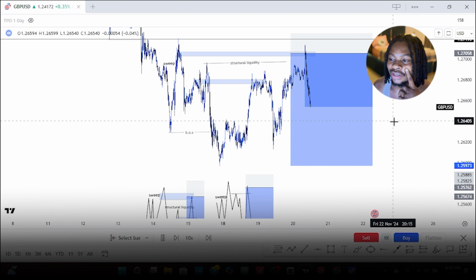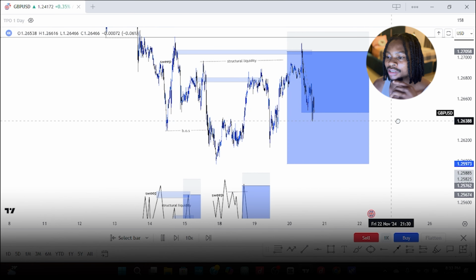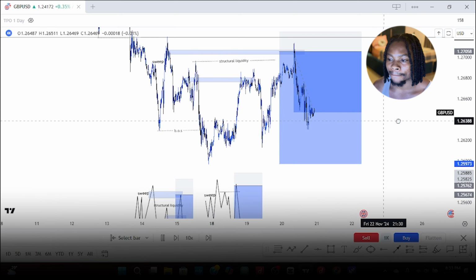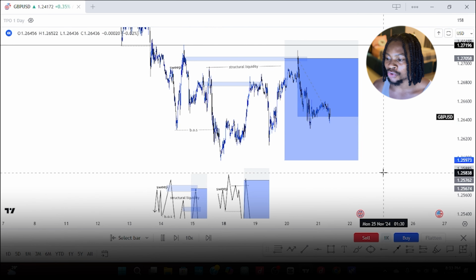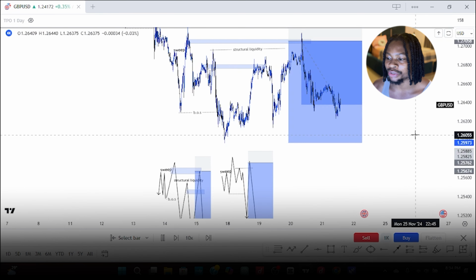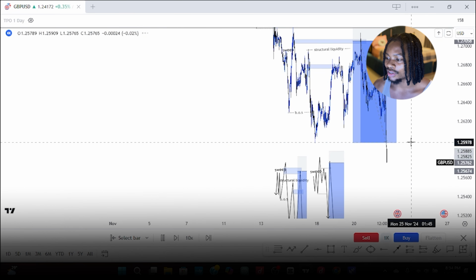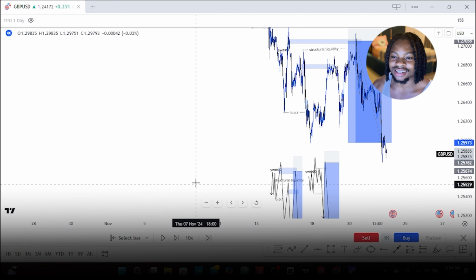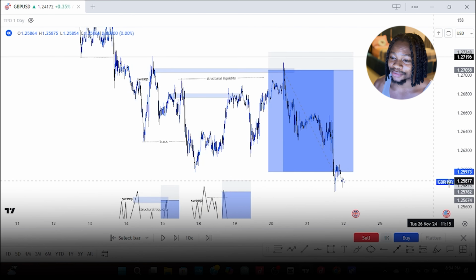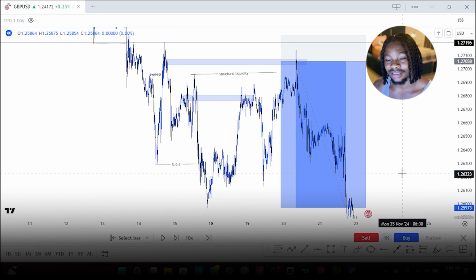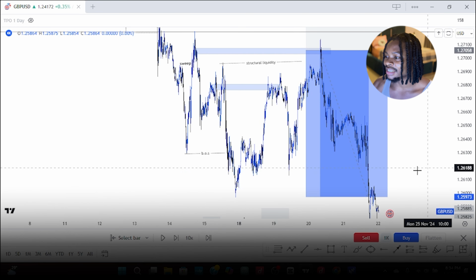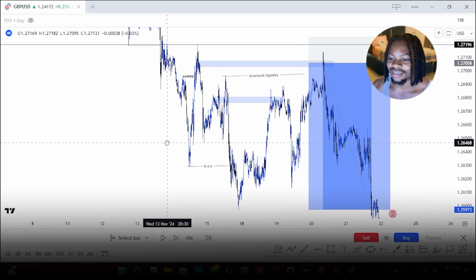Just like that, we are in profit. Okay, keep going, and then boom, we are TP smash. Just using this simple strategy: a sweep, a break of structural liquidity, and then boom, you have a TP. So this is the structural liquidity pattern.